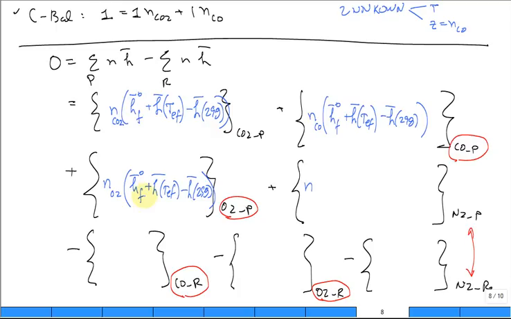This is a plus right there. That's right. Is that right? Is that what you're asking about? Okay. And then this is the nitrogen in the products, and then the enthalpy of formation plus the enthalpy of nitrogen at the equilibrium flame temperature minus the enthalpy of nitrogen at 298.